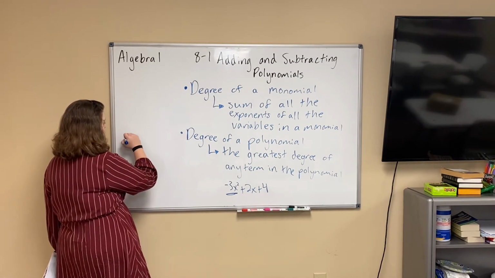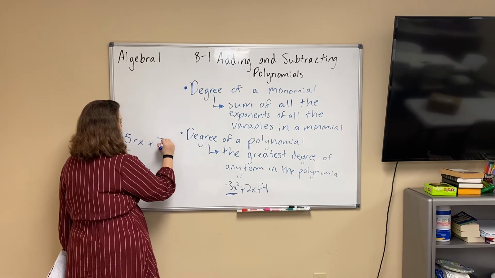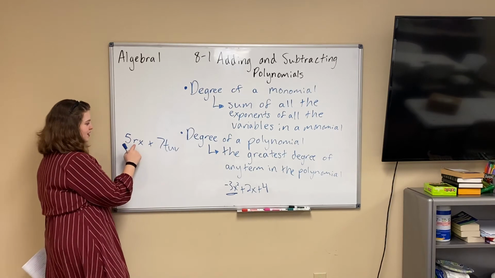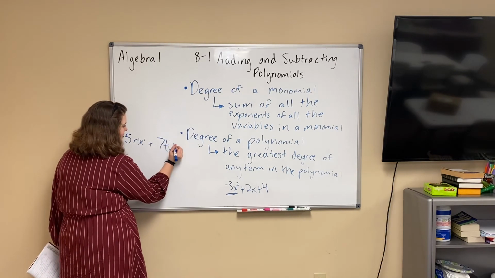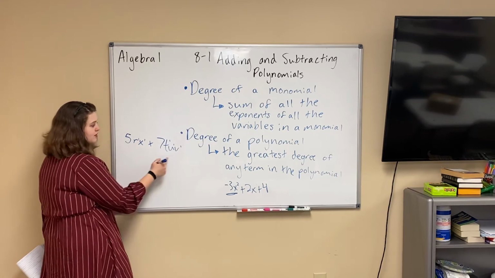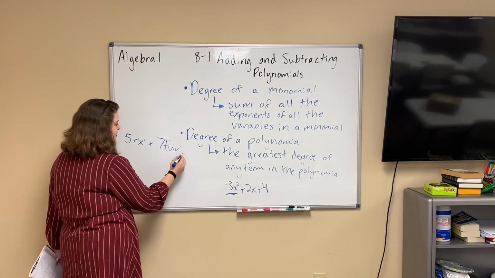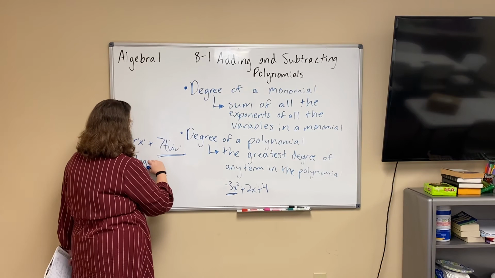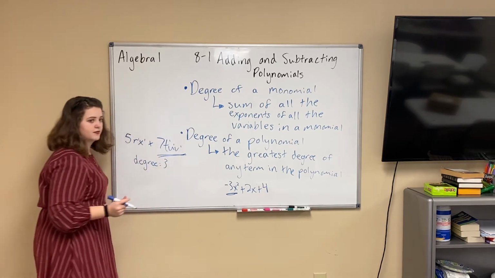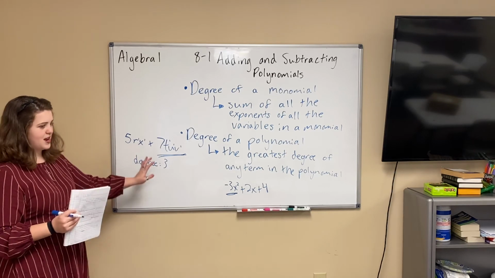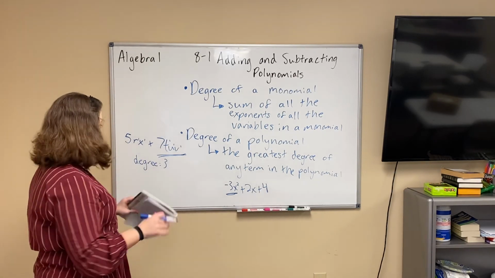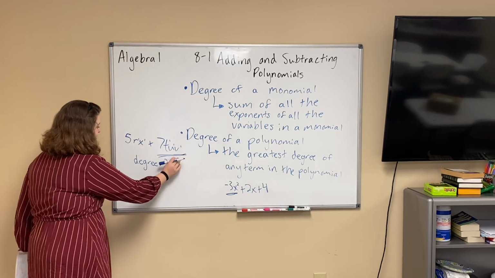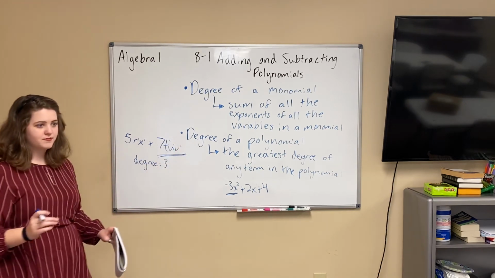If I had 5 times r times x plus 7 times t u v, remember these are ones that we can't see. So this one's going to have 2, and this one's going to have 3. So this one's going to be the most, and the degree of the whole polynomial will be 3. Even if they're out of order like this. That's this whole lesson. You just have to find which one has the highest degree, and that's going to be the degree of your polynomial. Sound good?